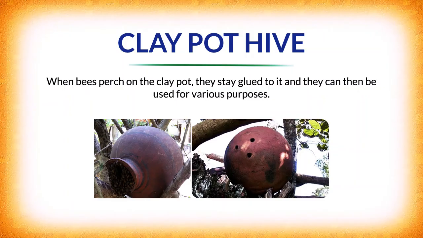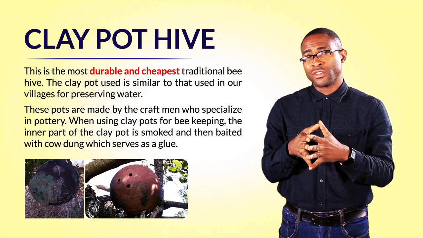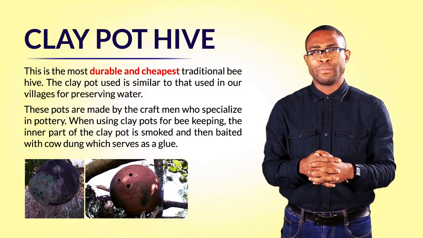But when you use the dung, the cow dung, the cow feces, to lubricate the clay pot, it serves as a glue. So when the bees come into the clay pot, they get attached to the clay pot and they can no longer fly away. So they remain there and then produce the products needed by the beekeeper. With that, we have come to the end of our class.